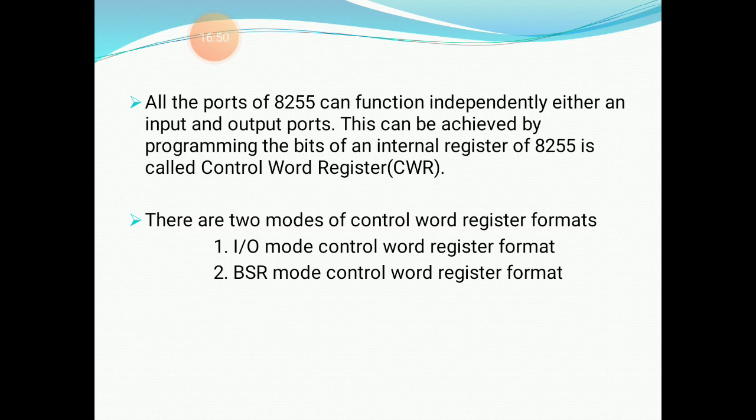All the ports of 8255 can function independently, either as an input or output port. This can be achieved by programming the bits of an internal register of 8255 called the control word register. There are two control word register formats: IO mode control word format and BSR mode control word format. Now let us see the control word format for IO mode of operation and BSR mode of operation.